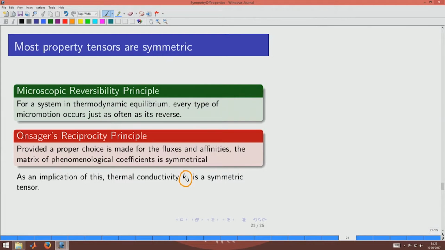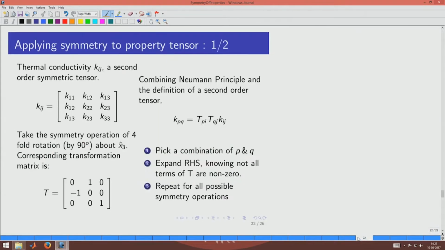Given this, we can use it to our advantage. Knowing that thermal conductivity is a tensor of order 2, you could write it in this manner. You can see that there are 6 independent quantities listed. Instead of K21 I have written K12, instead of K31 I have written K13, and instead of K32 I have written K23. So, I have 6 independent numbers. Now, these 6 have to be reduced further depending upon the symmetry of the crystal we are talking about.